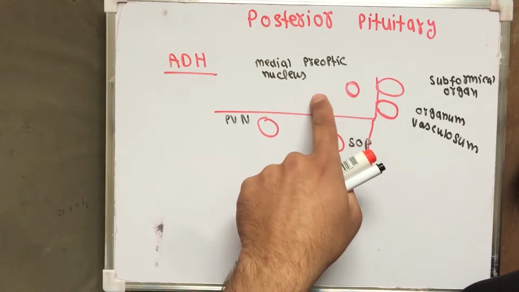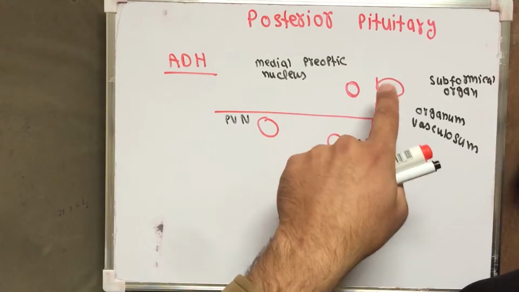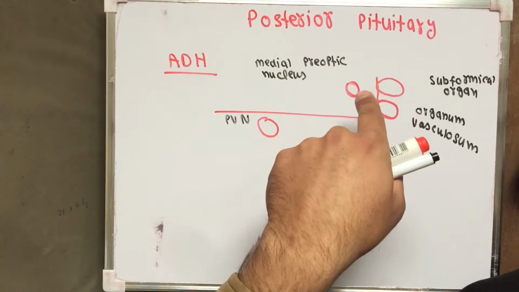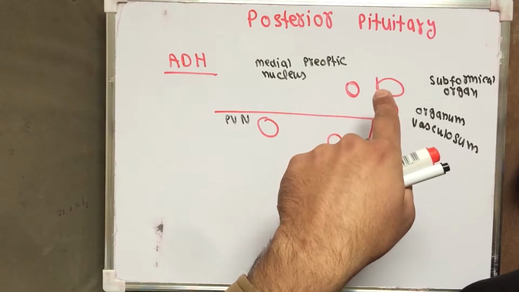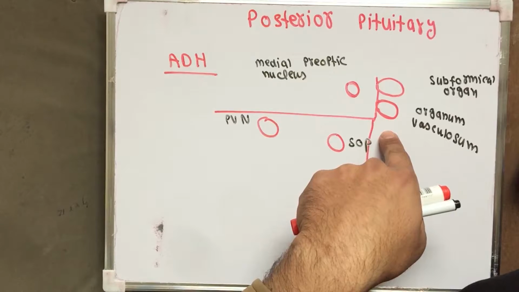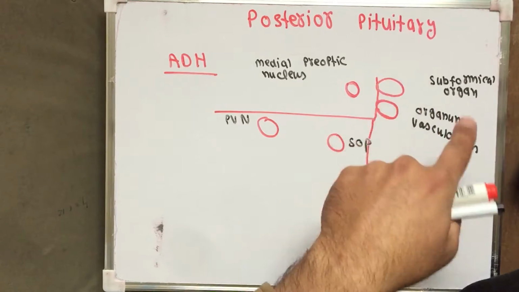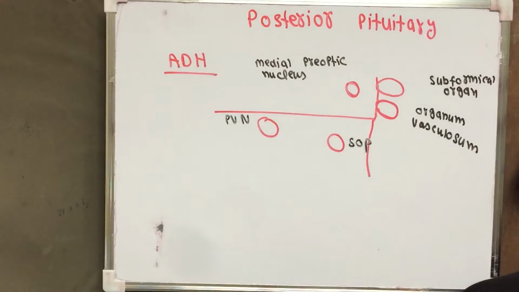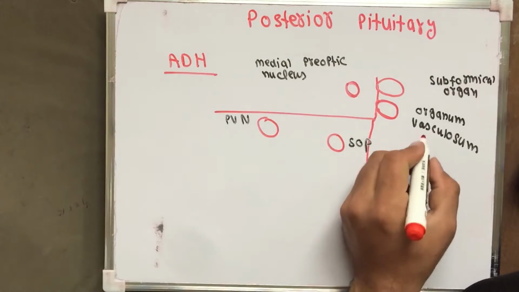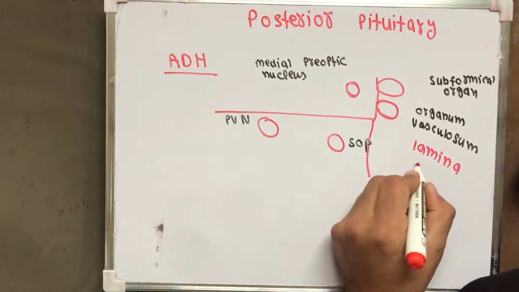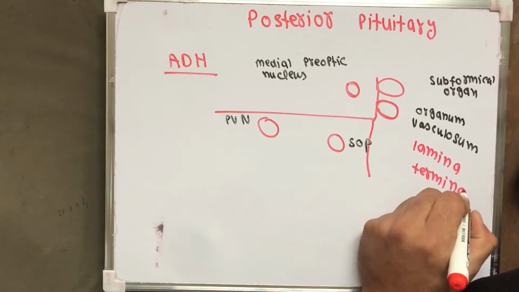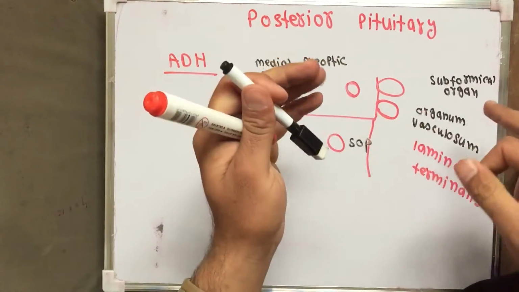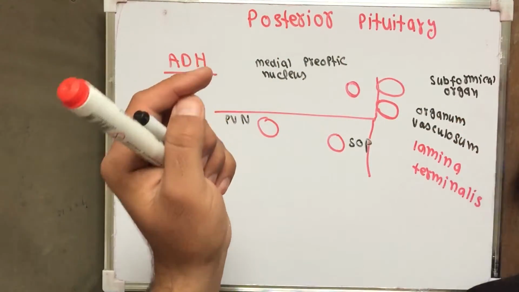Now we discussed that in the anterior wall of the third ventricle, this is the hypothalamus, this is the anterior wall. In the anterior wall of the third ventricle are present subformical organ and organum vasculosum. This region is called the lamina terminalis, consisting of a subformical organ and organum vasculosum.